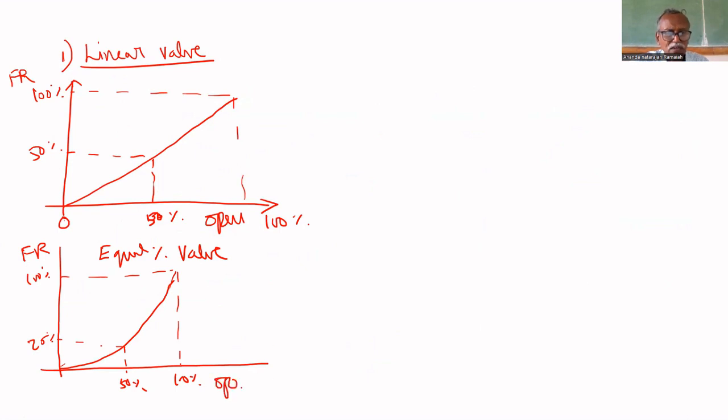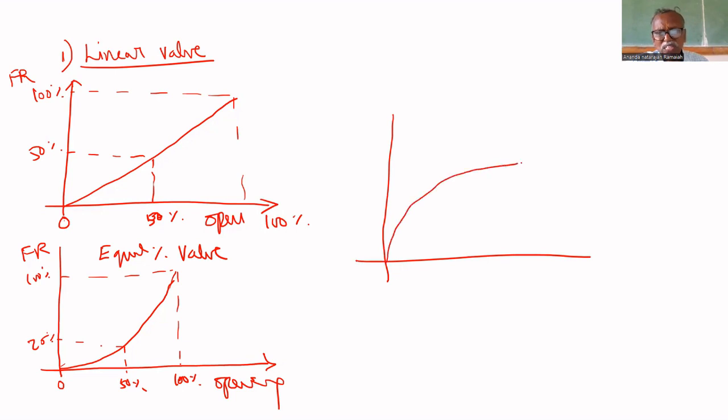Opening is on the x-axis, from 0 to 100% opening. Another control valve has another design of plug shape. That is called quick opening. It will look like this.